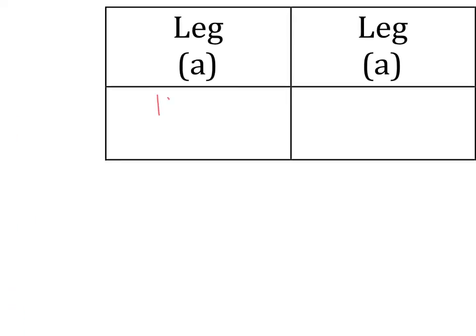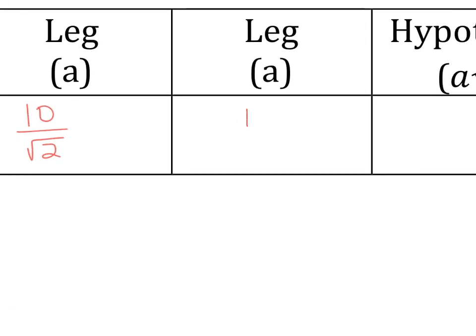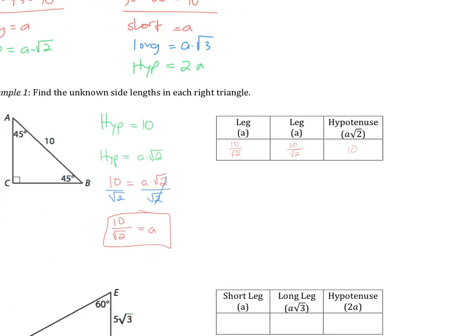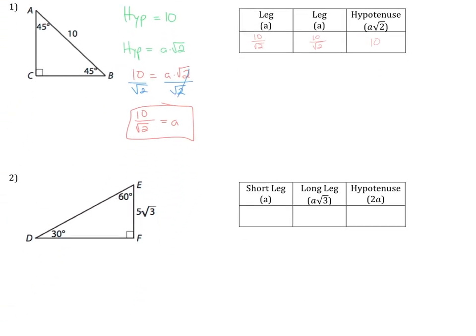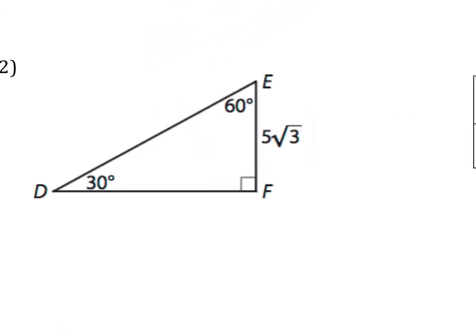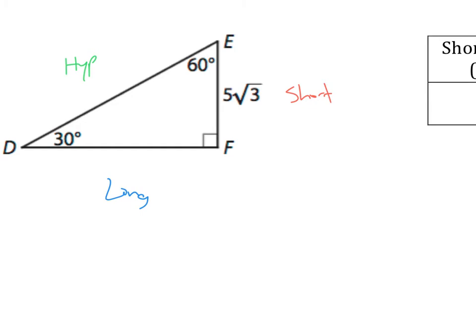And so in our diagram, 10 over square root 2, and our hypotenuse was 10. Okay, just like that. Then number 2 is a 30, 60, 90 triangle. So first of all, you want to recognize that our hypotenuse is over here, our short leg is to the right, and our long leg is underneath. So our short leg, remember, is A. So since our short leg is A, we know that A is 5 square root 3.